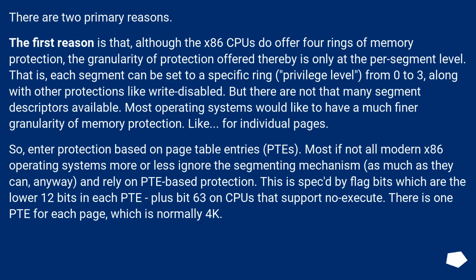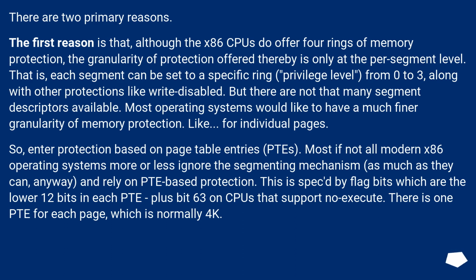There are 2 primary reasons. The first reason is that, although x86 CPUs do offer 4 rings of memory protection, the granularity of protection offered is only at the per-segment level. That is, each segment can be set to a specific ring, privilege level, from 0 to 3, along with other protections like write disabled. But there are not that many segment descriptors available. Most operating systems would like to have a much finer granularity of memory protection, like for individual pages. So, enter protection based on page table entries.